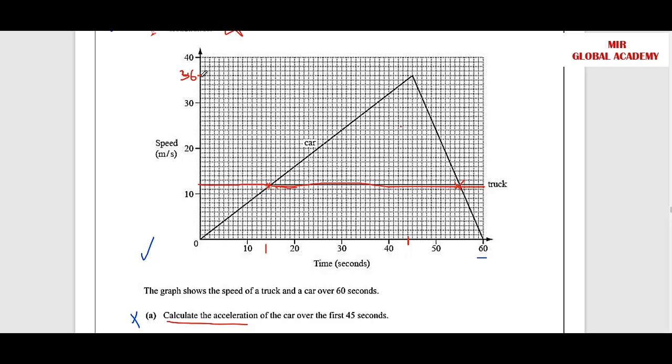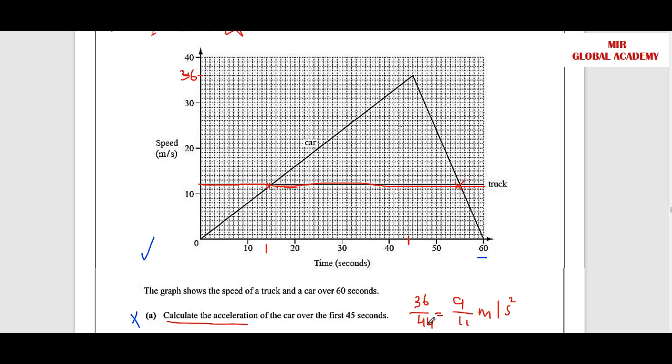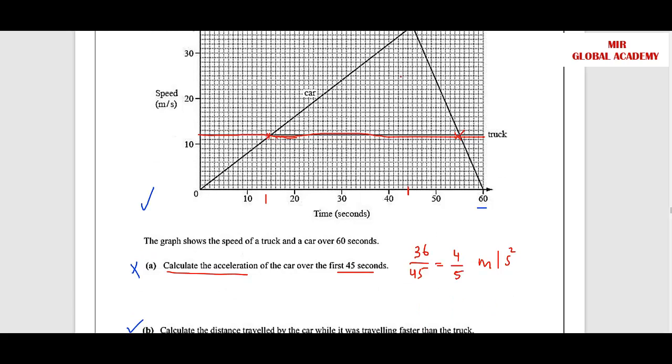So it is 36. And the run from here to here, again one small box represents 1. 1, 2, 3, 4. It is 44. Sorry, it was 45 seconds. So it is 45. So let me do the calculation again. It is 0.8 meter per second square.